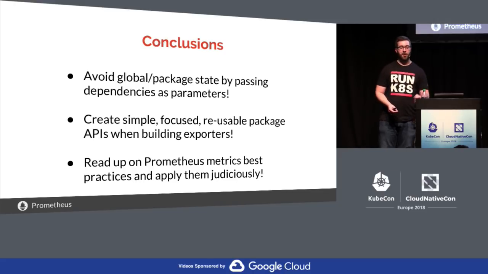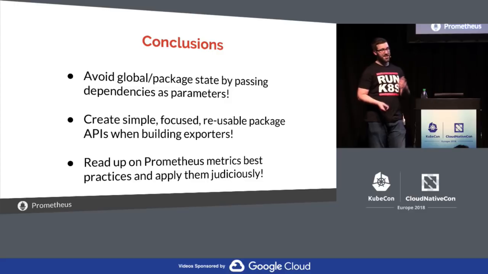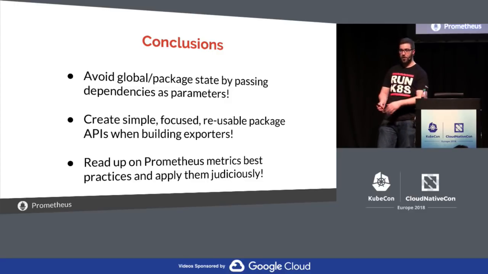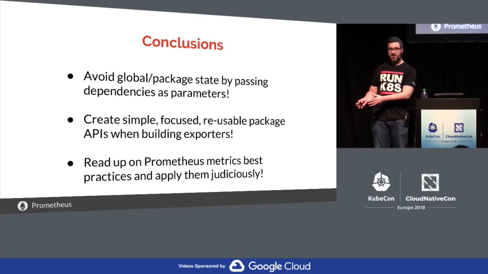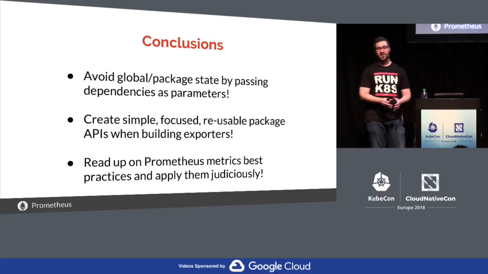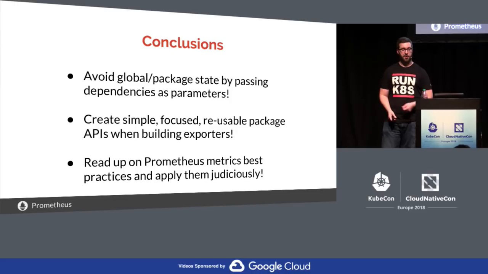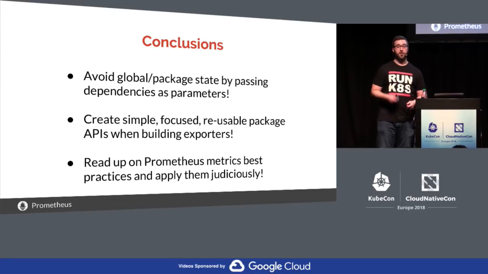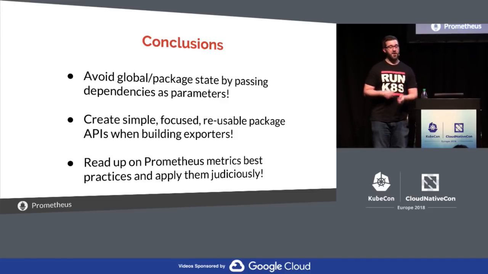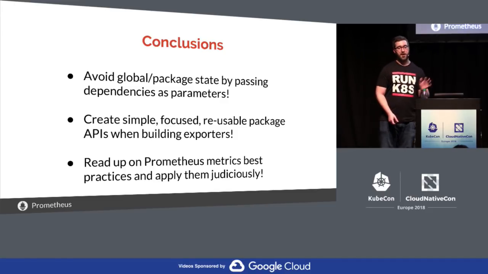Focus on creating simple and reusable package APIs when building exporters. Like I said, you don't need to mix the details of exporting metrics with crawling a file system or some binary format or some network protocol. Separate these things, create nice reusable packages, and then import them into your exporter. And finally, read up on the Prometheus metrics best practices from Prometheus.io. These are really great. There's a lot to learn, but apply them judiciously in your exporters, and you'll be better off in the long run.